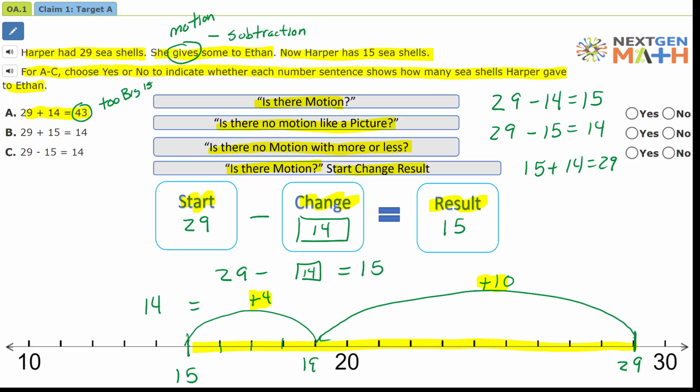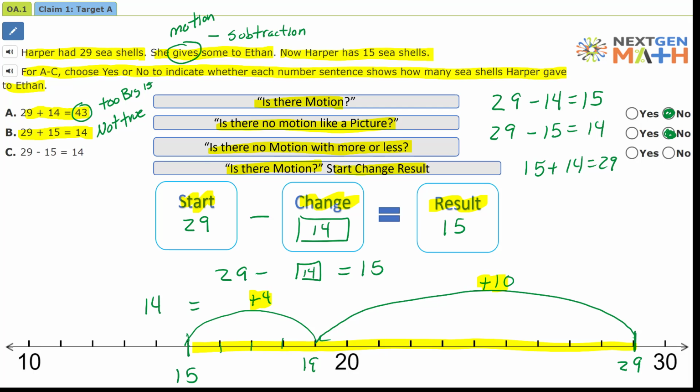Moving on to B, 29 plus 15, does that equal 14? Well, this is just not true. That's not a good equation. And so B is a no. And we said A is also a no.